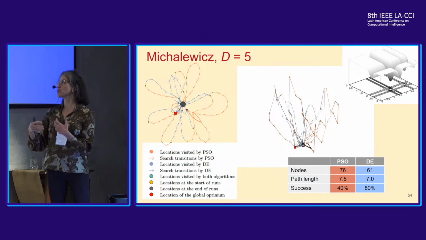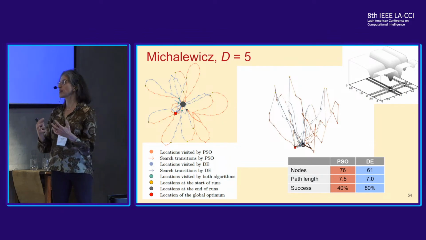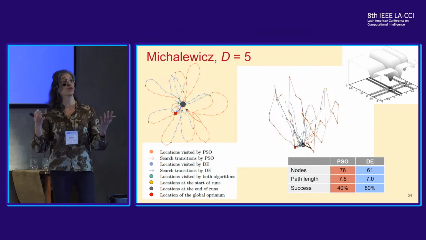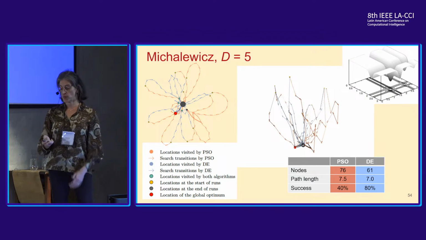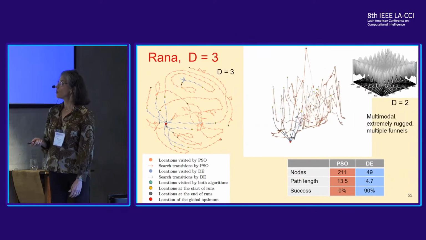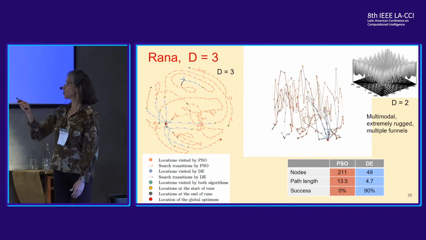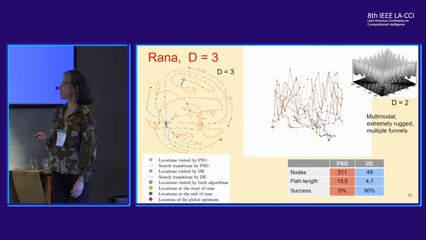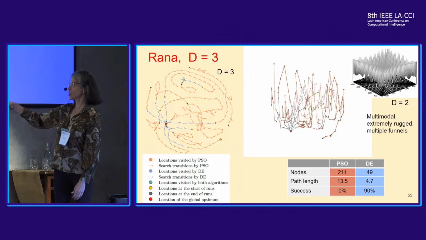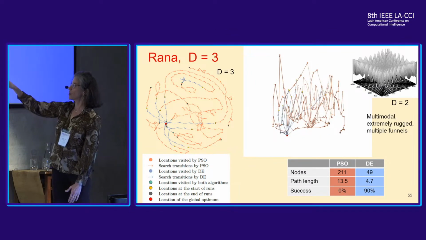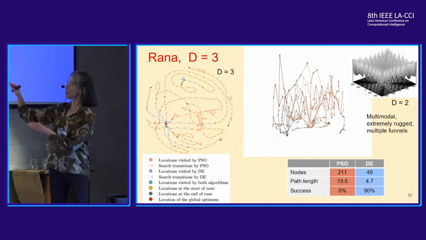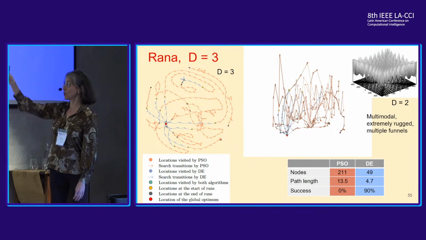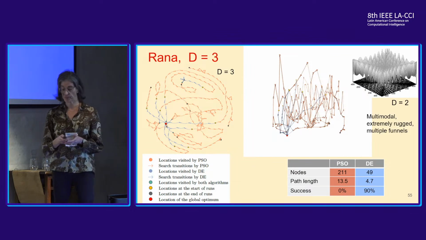So this model allows you to see which areas of the search space are attracting the process and gives you a bit more information than only the performance curve. For the very multimodal function, you also see that PSO gets completely lost. Each trajectory of PSO ends up in a different part of the search space. And in this particular case, differential evolution was more successful.